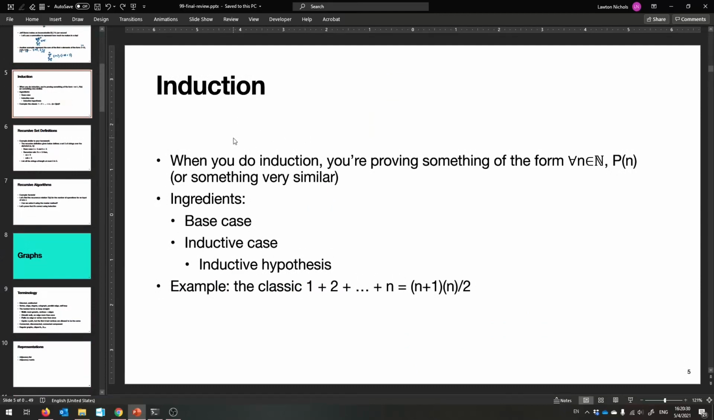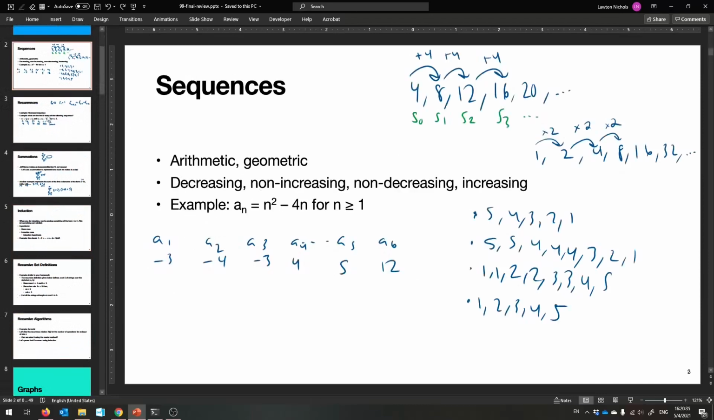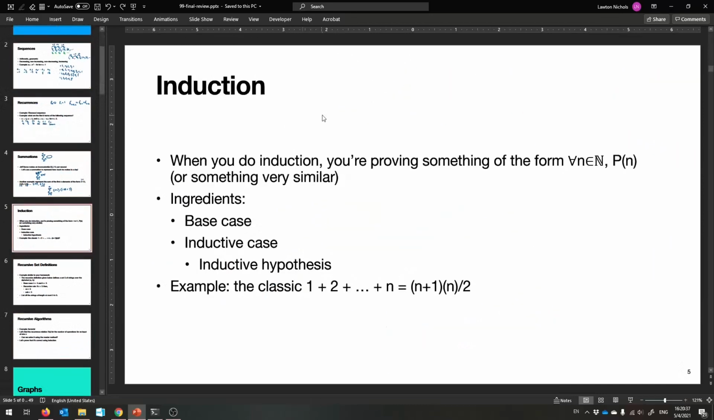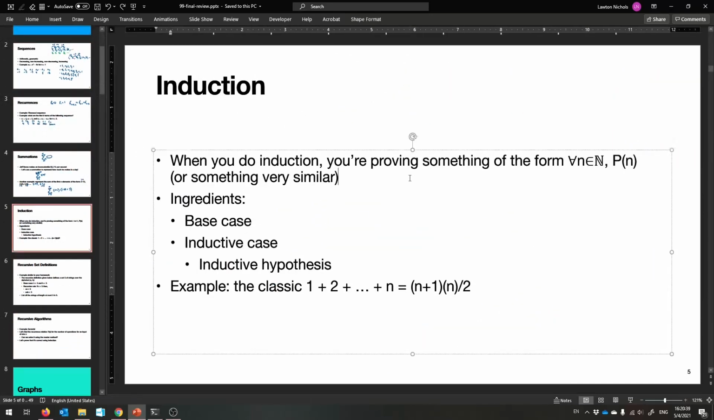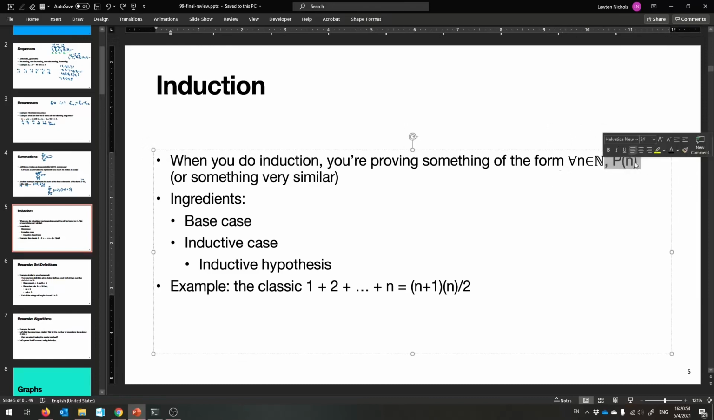Let's do induction now. Okay, so that was like the meat of this chapter. We were all building up all this stuff before so we can get to induction. That's one of the most important topics of this class. So remember that when you're doing induction, you're proving something. You're proving that something is true for all n. You're proving a for all. For all n, in the natural numbers usually, or like the positive numbers starting at a certain value, P of n is true for some predicate P.